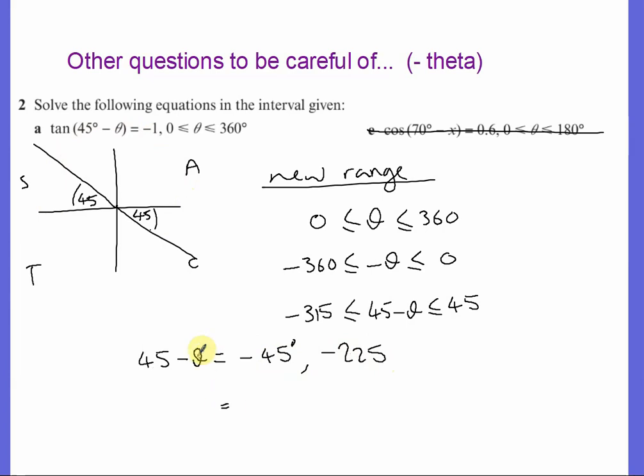So, what must this be? So we still need to work out theta. So 45 minus theta is equal to minus 45. So that must be 90. And so 45 minus theta is equal to this one. So what is that? 270. Okay. So there's my two solutions. Just rearrange that to make theta the subject, and you have it.